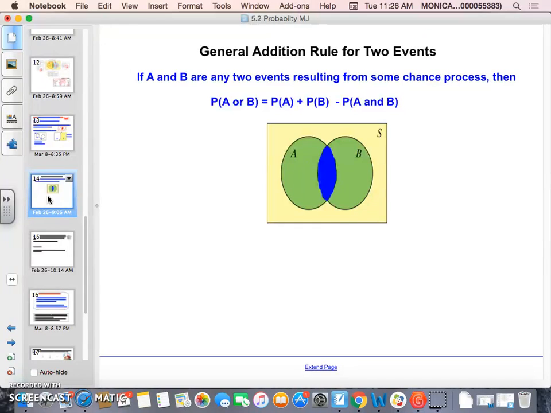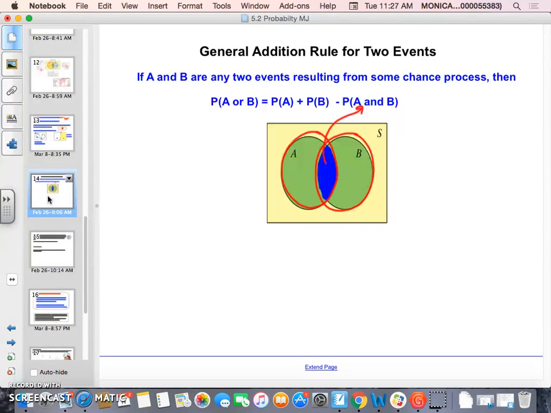All right, let's look at the general addition rule for two events. If you want event A or B, you can take all of event A, which would include that overlap, and all of event B, and then you have to subtract the overlap part. So that's one way to find the probability of A or B.